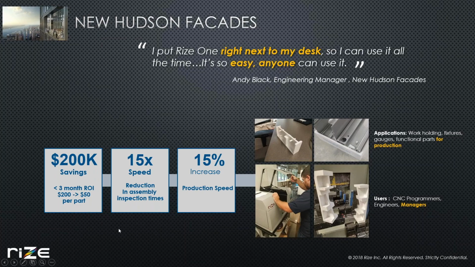We were pleasantly surprised when the engineers at New Hudson Facades told us that with RIZE they are saving up to $200,000 a year, which is less than a 3-month ROI. They went from $200 to $50 per part. They had other 3D printers in the house. Now most of the 3D printing is happening in the RIZE printer. It's running 24/7, 15x in speed in assembly inspection times, and they're seeing a 15% increase in production speed as well.